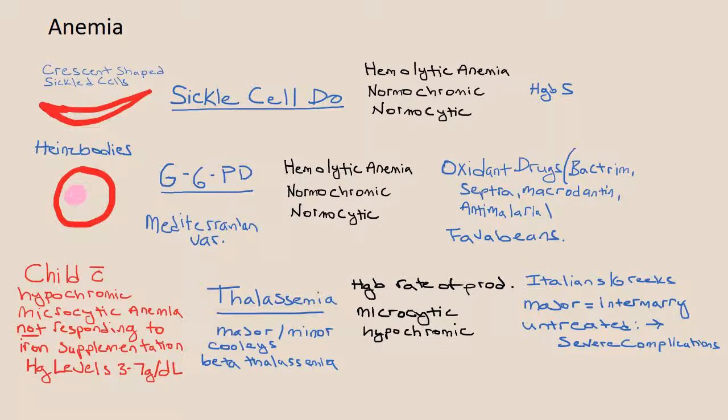If it goes untreated, you can have problems like massive hepatosplenomegaly, severe growth retardation, and bone deformities. The key note on this one is that thalassemia should be considered in any child with hypochromic microcytic anemia that does not respond to iron supplementation. If they're not responding to iron supplementation, you want to do a hemoglobin electrophoresis, and you'll see elevated levels of hemoglobin A2 and F.